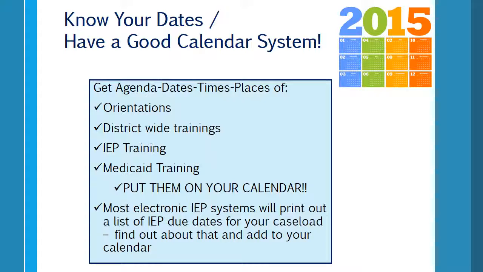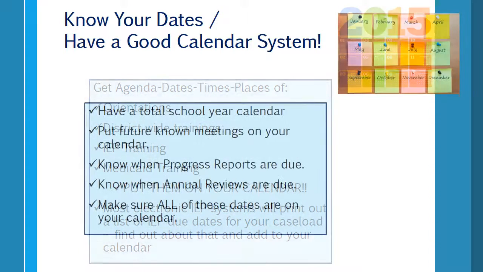And another important thing, once you get into that IEP system, most of the time those electronic IEP systems will print out a list of IEP due dates for your caseload. So find out about that. You may not have to jot down dates from the file, but rather can look them up electronically and then put them in your calendar.